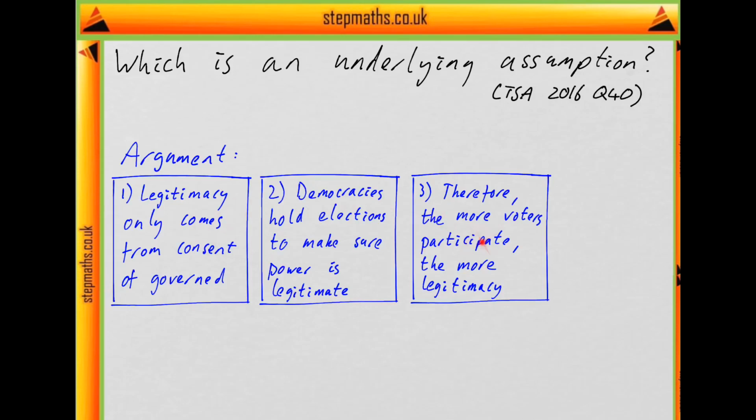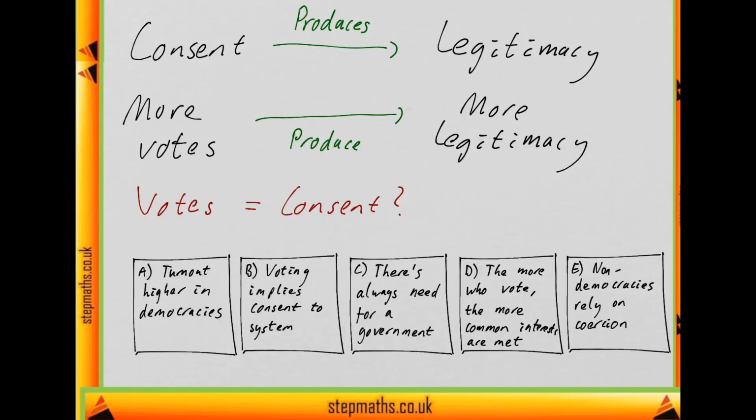So let's just quickly look at the structure of this argument more closely and which of the options might be an assumption. Well, to begin with, the writer says that it's consent that produces legitimacy, and their conclusion is that more votes produce more legitimacy. So it looks like they're equating consent with votes, or saying if people are voting, that means they're consenting. So this is a good place to look for an assumption.